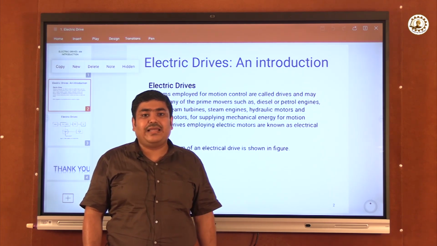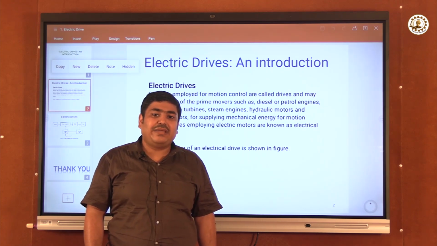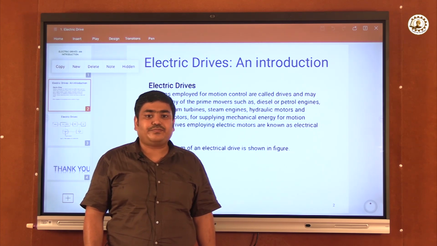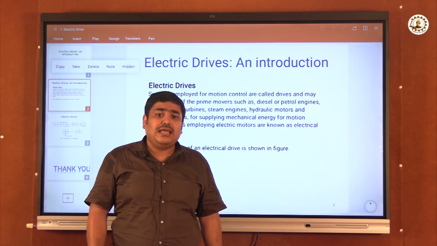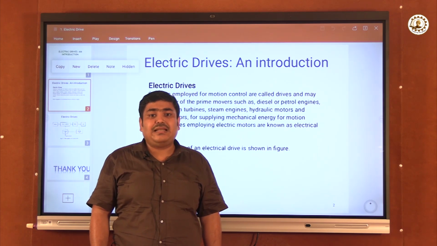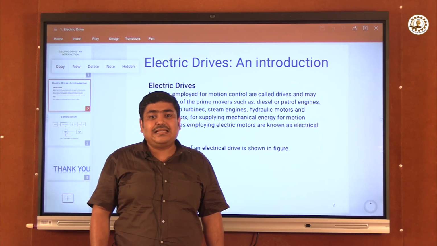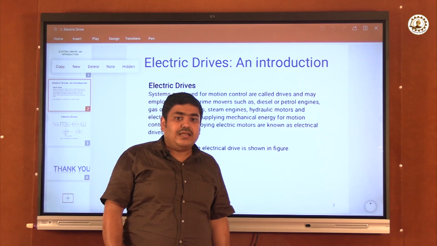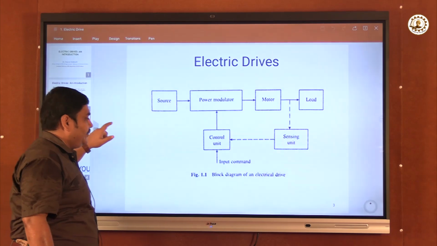Let's take an example. In a mechanical system, there is also a braking system. In the mechanical braking system, there is wear and tear and a lot of pollution, and most of all the braking is not instantaneous. But in the case of an electrical braking system or electrical drive, you can easily control the motion in a fraction of a second. Now let's see the figure where we see how electrical drives work.